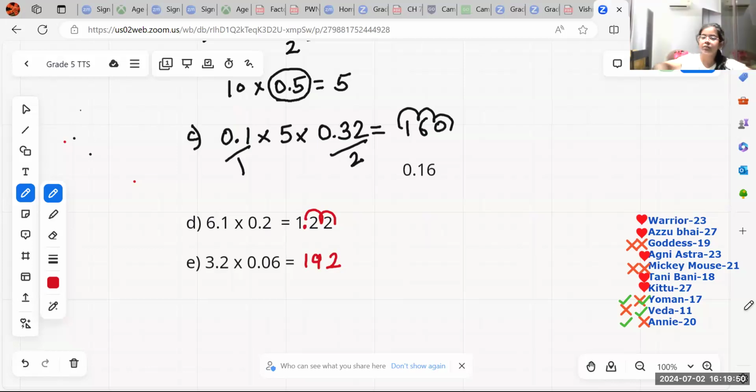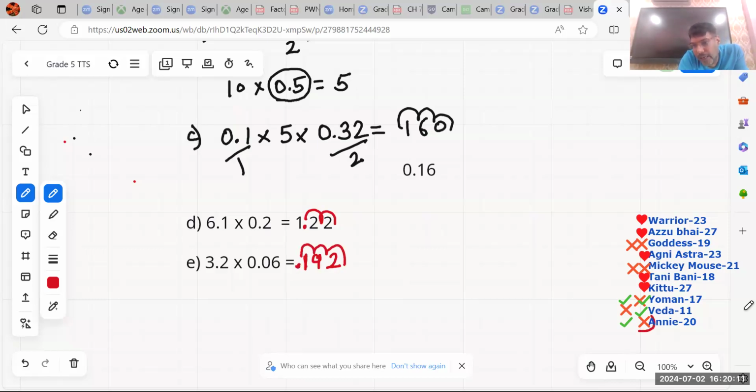Sir, after 3. After 3, my answer is 192. Sir, you say after 2, before 1, between 1 and 9, and between 9 and 2, say it like that. Yeah? Before 1. Yes, before 1. Because 1 shift, 2 shift, 3 shifts.